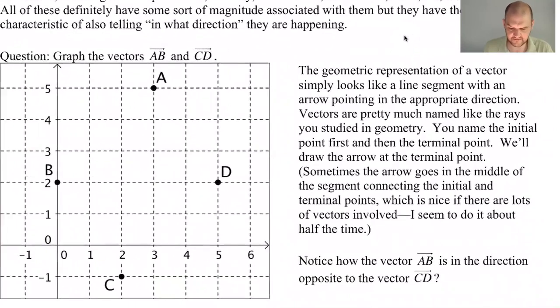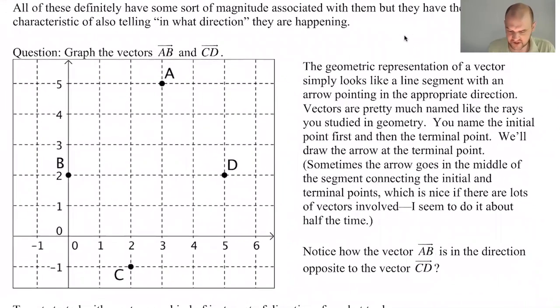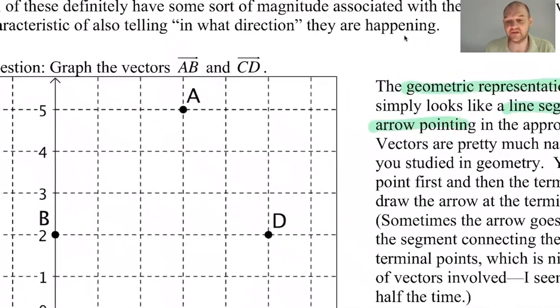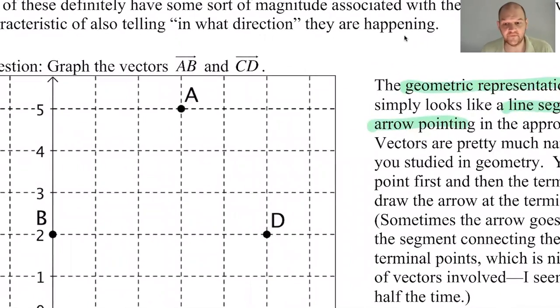So initially, we're going to talk about the geometric representation. And it really just looks like a line segment with an arrow pointing in the direction that you're going. So for example, if I were going to create the vector AB, the notation looks a lot like the notation for a ray from geometry. So it's the vector from A. So you start at A and you end at B.